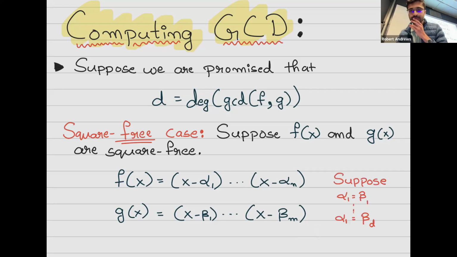And suppose for simplicity, let's say alpha 1 is beta 1. Since I assume that the degree is d, they share d roots. Both share d roots. Let's say the roots are alpha 1 equal to beta 1 up to alpha d equal to beta d.